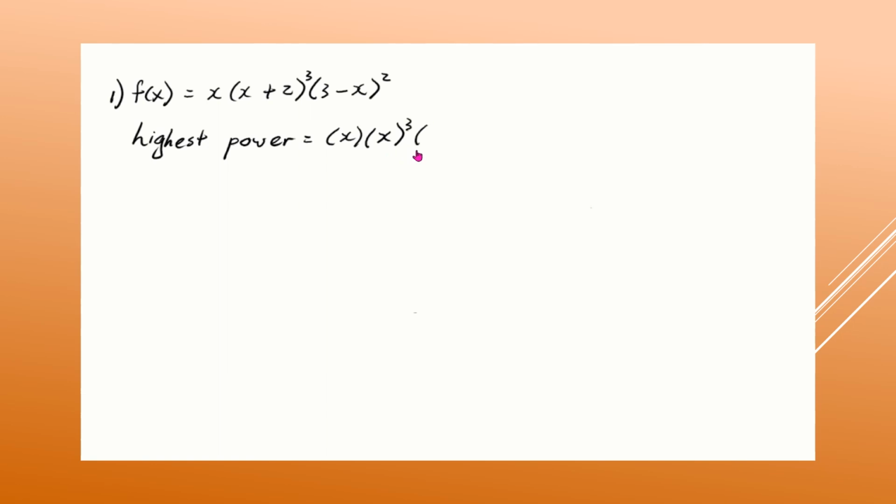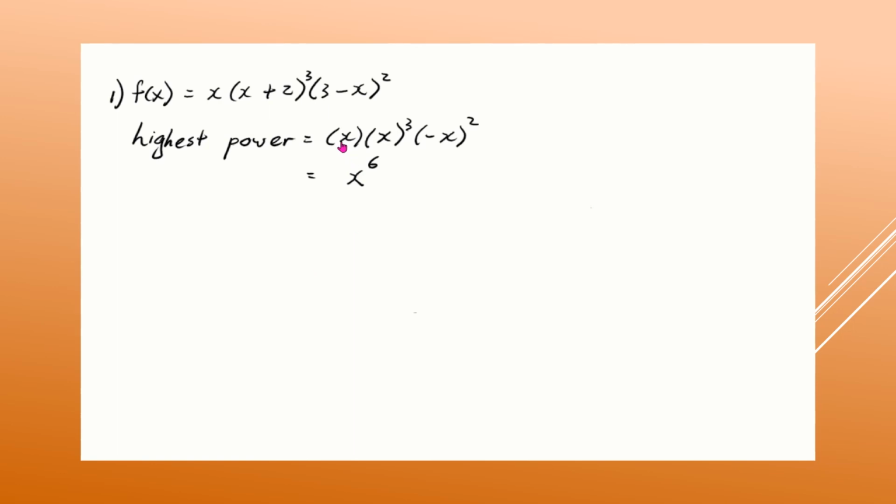Now let's look at this example. If we want to sketch the graph of the polynomial function f of x equals x multiplied by x plus 2 power 3 multiplied by 3 minus x power 2, first we need to determine the highest power of the function. In order to determine the highest power, we just need to multiply the x in each of the factors. So from here we can see that x times x power 3 times x power 2 is x power 6.